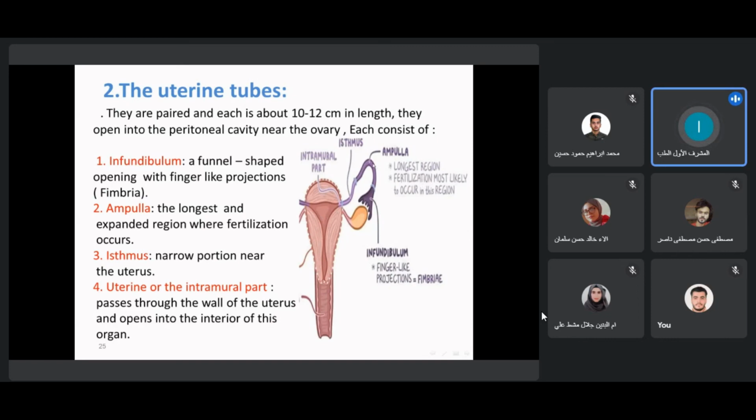This is the longest part, and this is the isthmus, and this is the short intramural part. It passes through the wall of the uterus, and here it opens into the interior of the uterus.